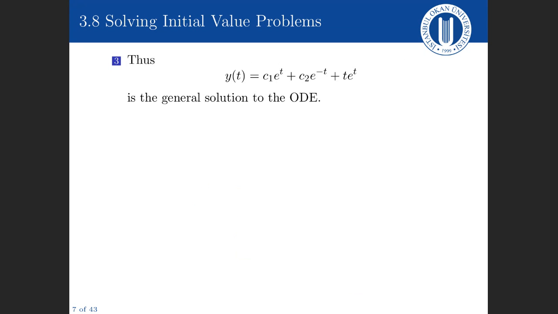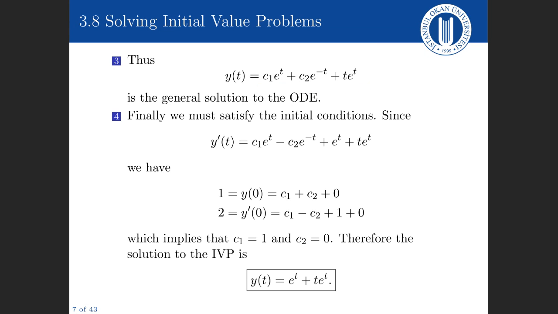Step 3, we should add these two functions together. We have the general solution to the homogeneous equation, and then plus our particular solution. So c1 e to the power t plus c2 e to the power minus t, and then plus our particular solution, t e to the power t.